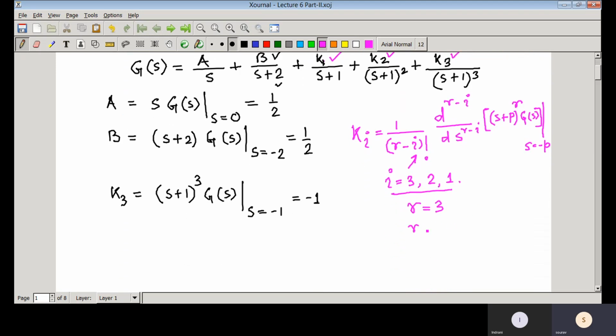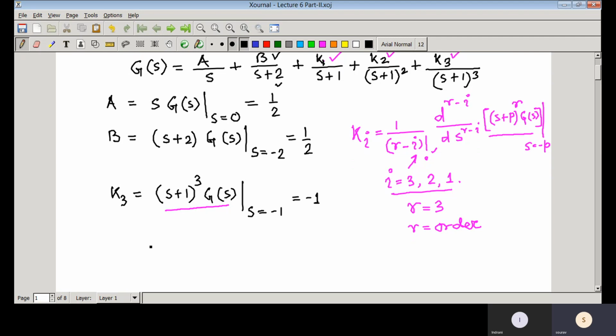Then that would be factorial 0, which is 1. And here also 3 minus 3, that is 0. So basically you have only this expression (s plus p) whole to the power 3 G(s). Here you can see that p equal to 1. So with this expression, finally you will get -1.